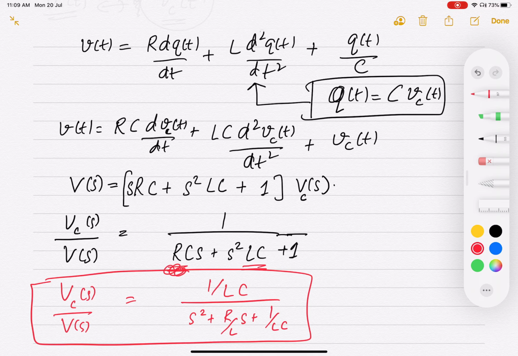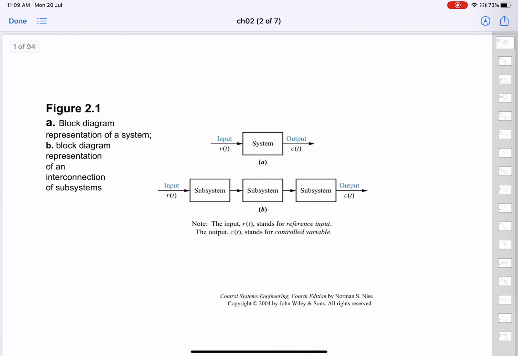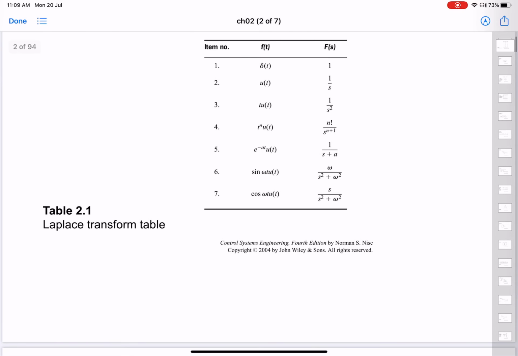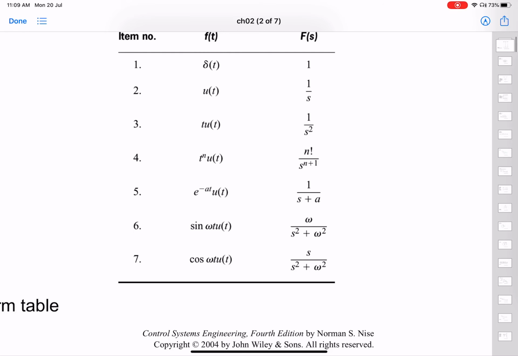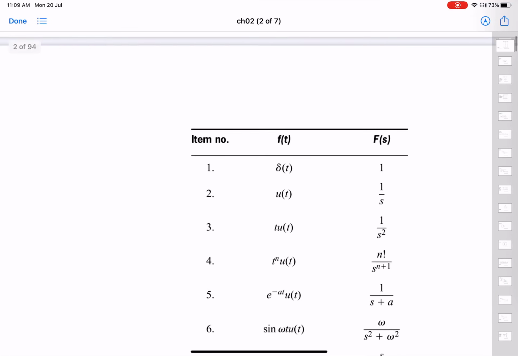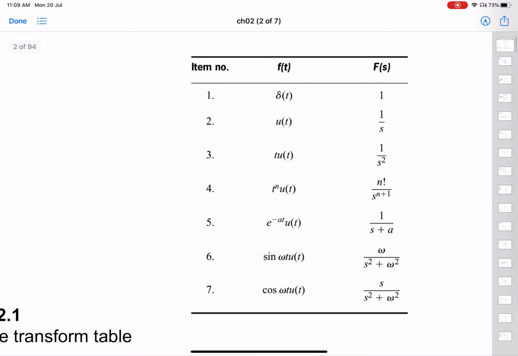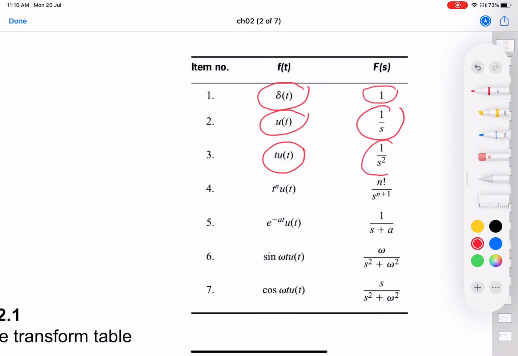And to briefly give you some of the general representations for some of the test inputs that we have seen on the last turn. So if your test input is impulse, then the Laplace transform of the input is 1. If it is unit step, it is 1 by s. If it is unit ramp, it is 1 by s square.